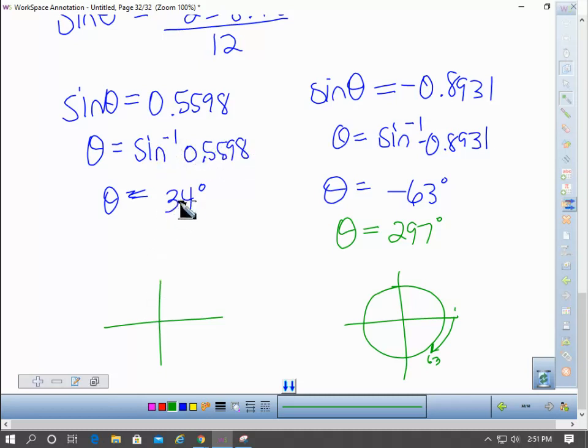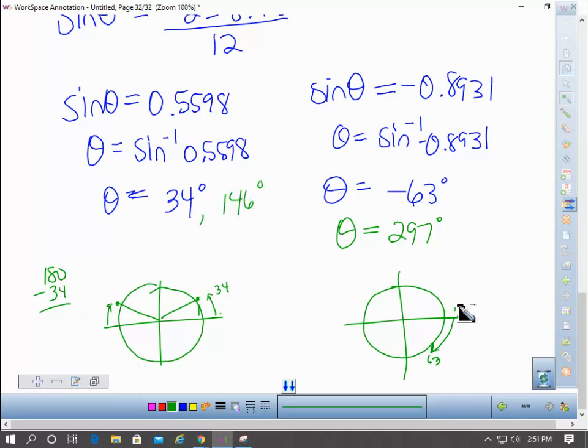Okay, so think about here's my unit circle. If I go up 34 degrees, remember my sine is my y coordinate. So that means the other answer is over here that has the same y coordinate, right? Because the sine is your y coordinate. So I have to go 34 degrees this way to be a mirror image. So basically I'm doing 180 minus 34, and that's going to give me 146. So that's my other answer.